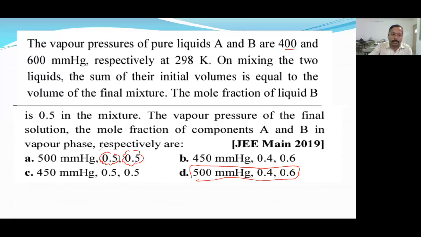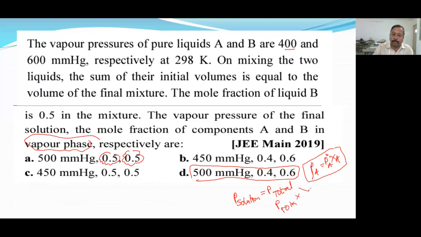Okay, here it is in the vapor phase. In the vapor phase you will use Dalton's law. Okay, in Dalton's law, P solution will become P total. And PA we will extract from Raoult's law, PA is equal to P naught A into XA. So we will use that here. So P total into the mole fraction of A in vapor phase, which is what we have to find out, and PA. So by using that you will get 0.4 and 0.6.